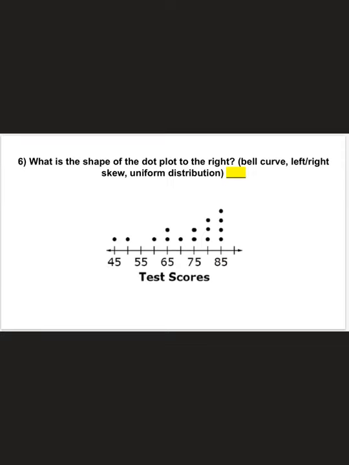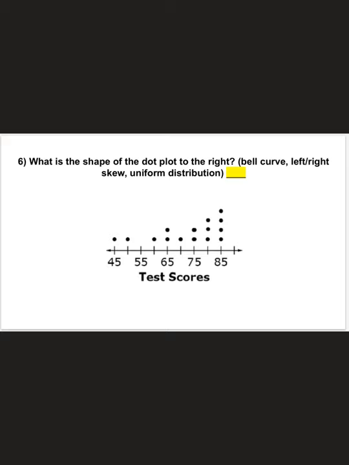All right, number 6 says, what is the shape of the dot plot to the right? That should say right below you. So we have bell curve, left to right skew, uniform distribution. So uniform distribution would be if I drew a line straight across, that's saying that all of these are very, very, very similar, close to exactly the same. In this case, it is not uniform distribution. A bell curve is when it goes up, and then comes down on the other side, not a bell curve.